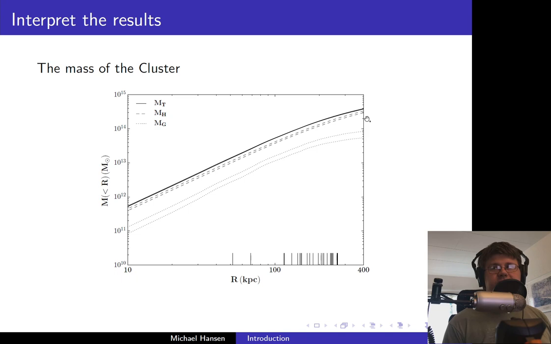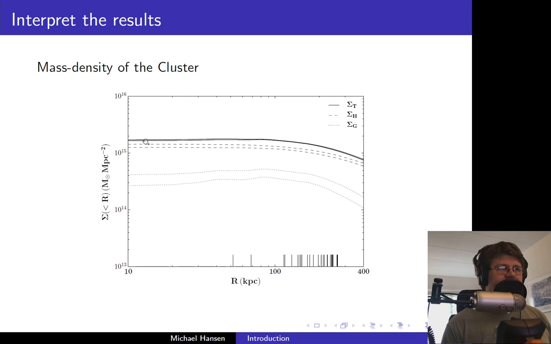We can also find the mass density of the cluster, and this particular mass density suggests that, like I said, this is a merging cluster. It is also called an indication of a non-relaxed cluster. If the cluster was relaxed, it would have a more linear descent in mass density from the inner parts of the galaxy to the outer parts of the galaxy.